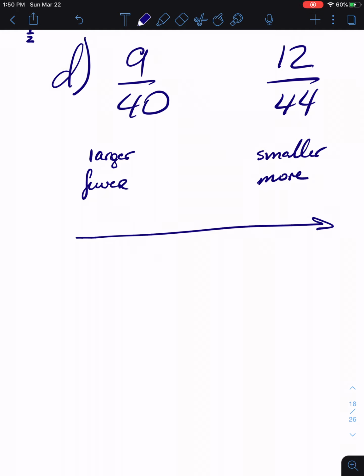So 9/40ths and 12/44ths. Looks like a quarter. All right, about a quarter. Now 9/40ths is where? Well, 10/40ths is a quarter. So 9/40ths is going to be somewhere here. And 12/44ths, well, 11/44ths is a quarter. So 12/44ths is more than a quarter. So we can compare, and we can say that 12/44ths is greater than 9/40ths.